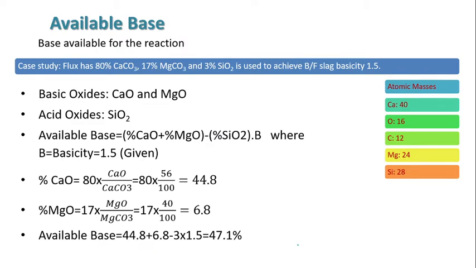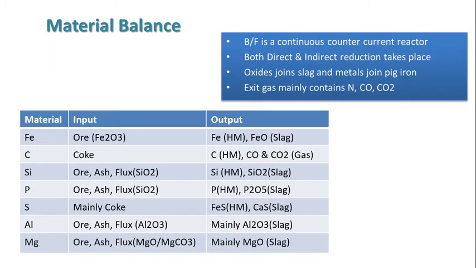And regarding the available base, which is the basicity requirement inside a blast furnace, it is more than 1. So to maintain that basicity, the basic oxides used in the blast furnace should be evaluated so that the available base is as high as possible in the blast furnace iron making process.